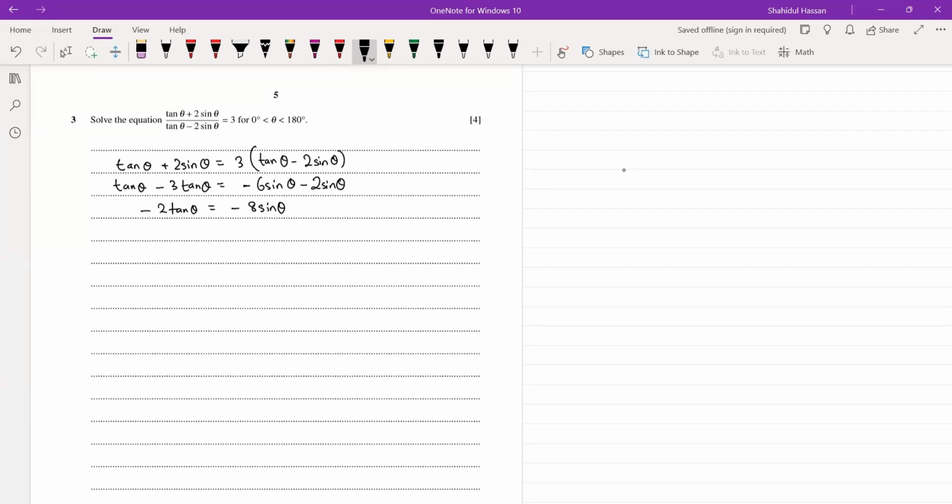জোসেফ আছো? জী স্যার। Now we can cancel out the negatives. এখন tan theta কে আমি লিখতে পারি sin theta by cos theta, is equal to 8 sin theta.